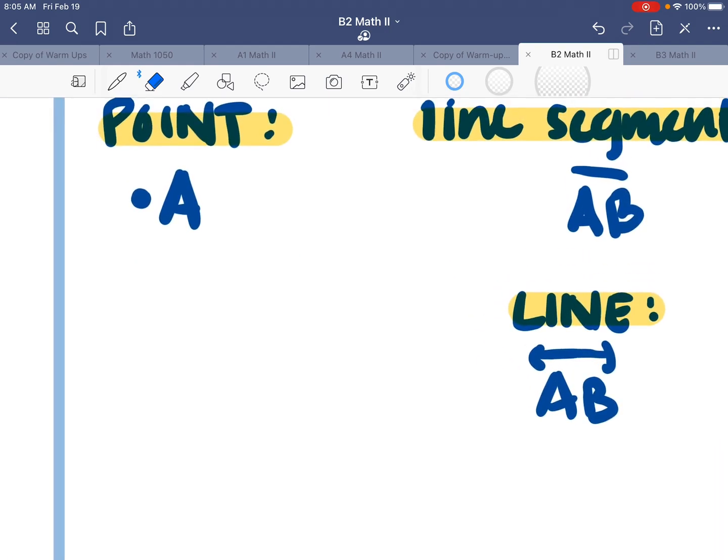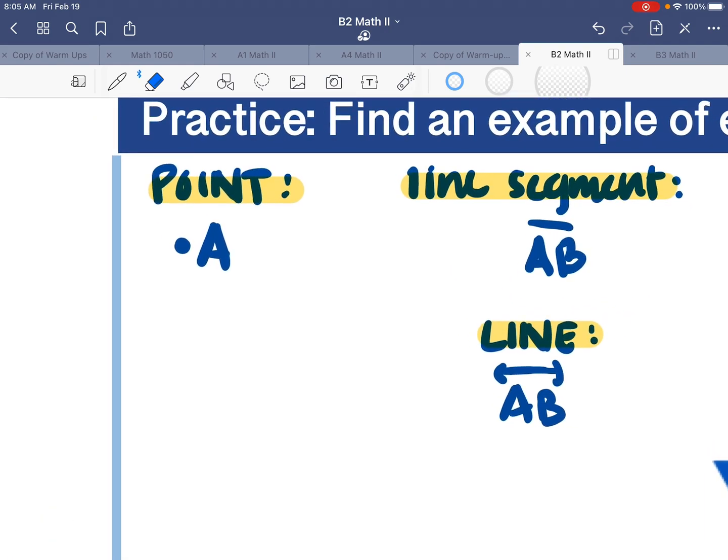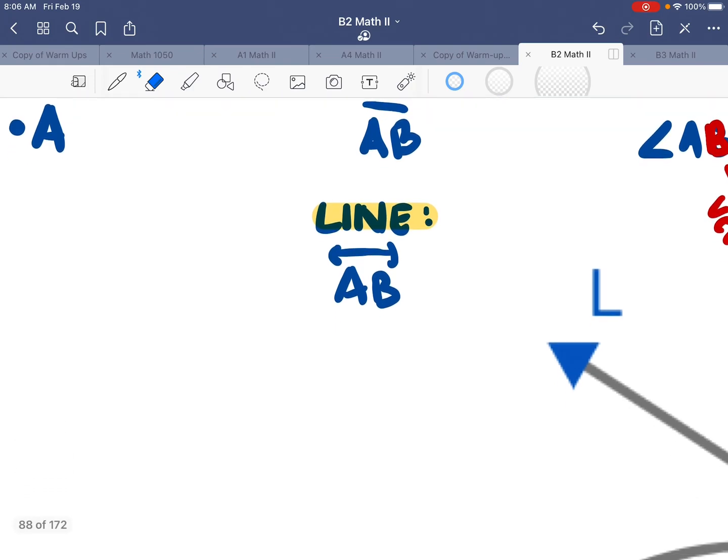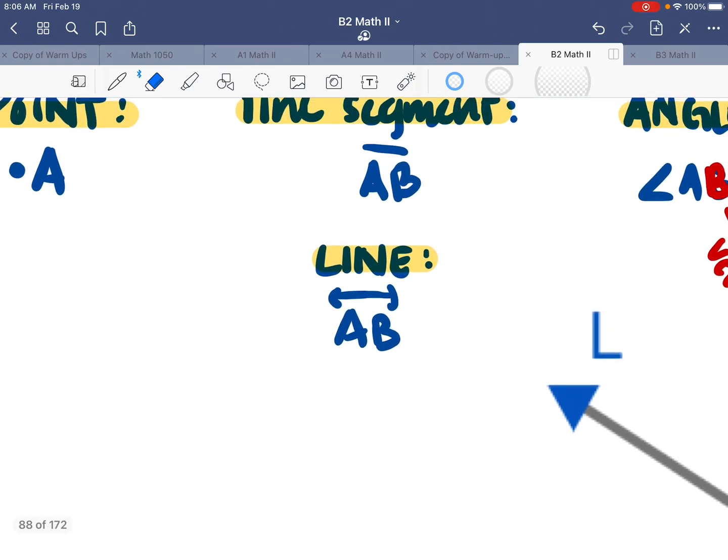A point has a miniature point in front of it, and then you write the letter of whatever point you're talking about. For a line segment, which is a part of a line, meaning a line in geometry goes on forever in both directions, a line segment is just a piece of that line, so you use the endpoints as your 2 points, and then you put a little line over it. For a full line that goes on forever in both directions, you can use any 2 points on the line, and then you need arrows on the little notation above it.